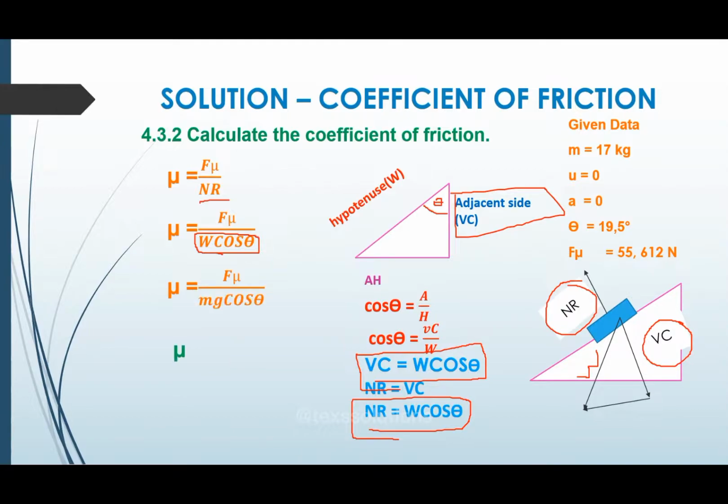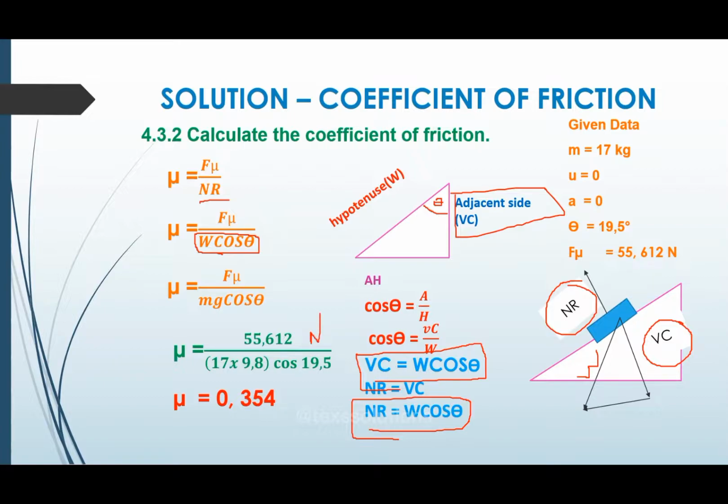So we do have the force of friction. We don't have the weight, so weight is going to be mg. So the force of friction is 55.612. My mass is 17, the gravity is 9.8, and cos the angle is 19.5. So the coefficient of friction is now going to be calculated as 0.354. So the coefficient of friction does not have an SI unit.